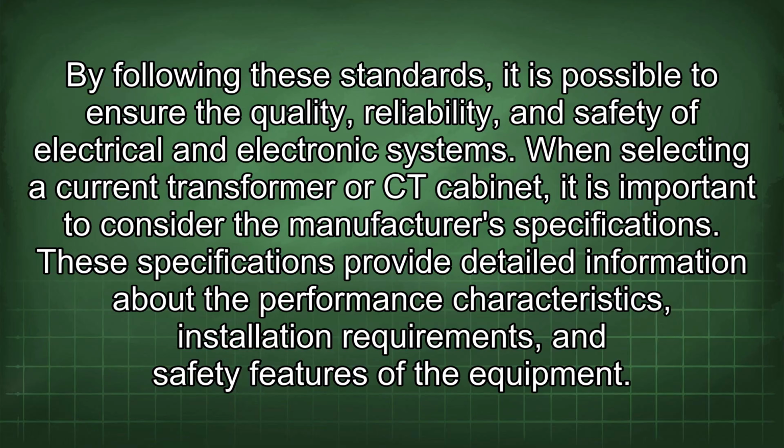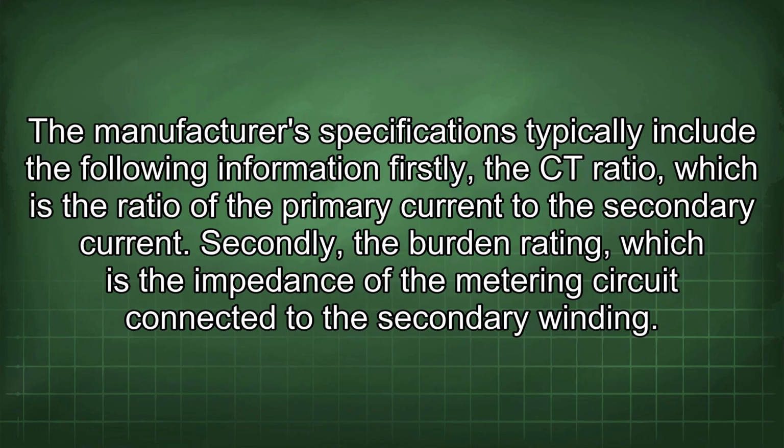When selecting a current transformer or CT cabinet, it is important to consider the manufacturer's specifications. These specifications provide detailed information about the performance characteristics, installation requirements, and safety features of the equipment. The manufacturer's specifications typically include the following information. Firstly, the CT ratio, which is the ratio of the primary current to the secondary current.